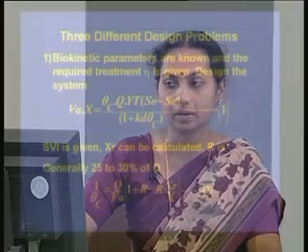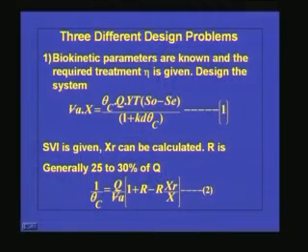So how can we design an activated sludge process? There are 3 different design problems one can face. One is where the biokinetic parameters are known and the required treatment efficiency is given. You have already found out the biokinetic parameters of the system, and the efficiency, because this is the effluent discharge standard, so we can find out what efficiency is required. That means you know the initial BOD and you know what the final BOD should be, so you know the treatment efficiency required. So how can we design the system?